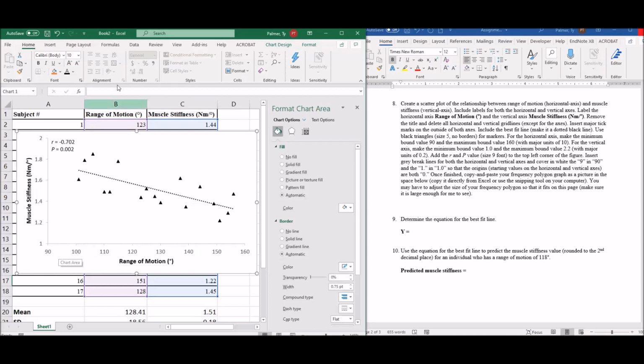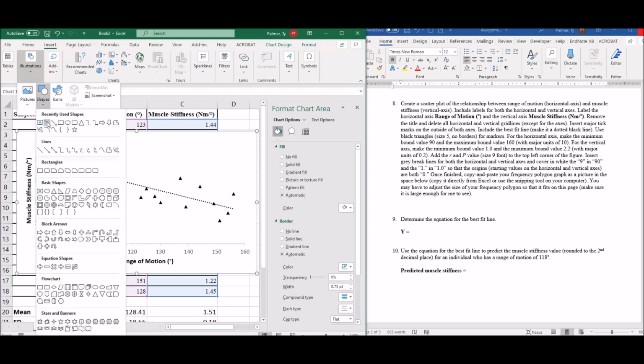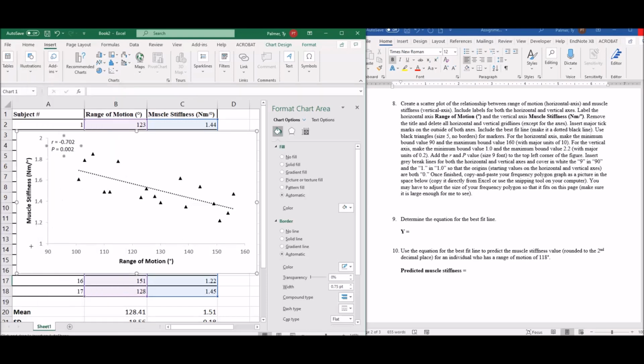Okay, so to add the break lines, let's do that first. Highlight your graph again, make sure to do that first, so that the border is highlighted. Go to Insert, go to Illustrations, go to Shapes, and then go to Line. Choose Line, and then you can create the line.